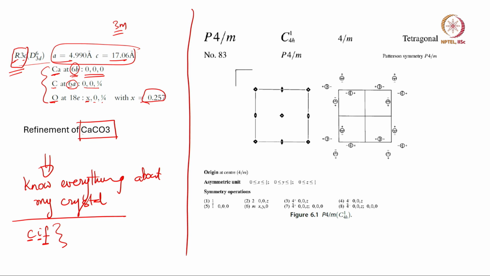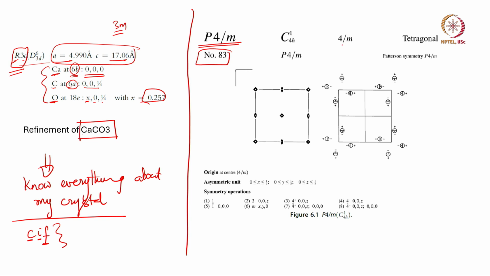So what does International Tables of Crystallography consist of? Let us look at the space group P4/m. The number of this space group is 83 among 230. So I have 230 different space groups, and every space group is given a number.